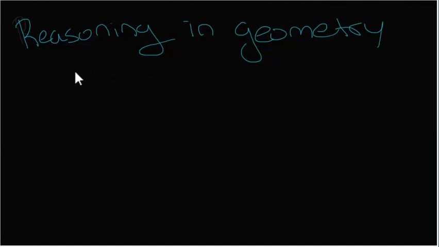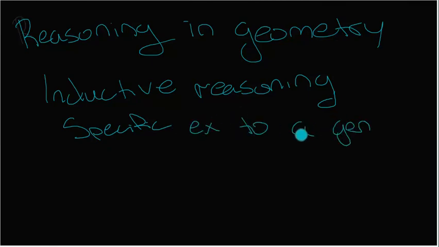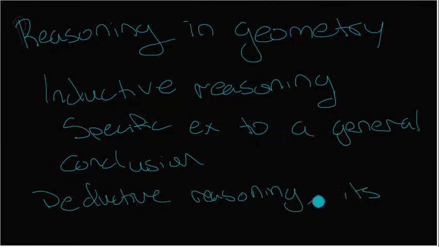Well, first you have inductive reasoning. So inductive reasoning is where you go from a specific conclusion, specific example, to a general conclusion. Deductive reasoning is the opposite. It's where you go from general to specific.